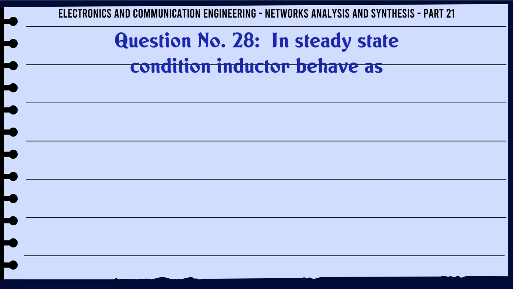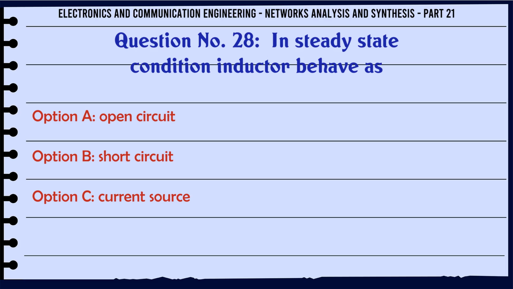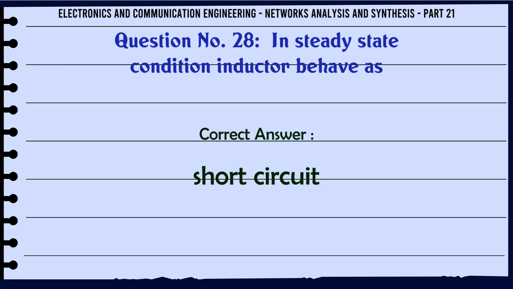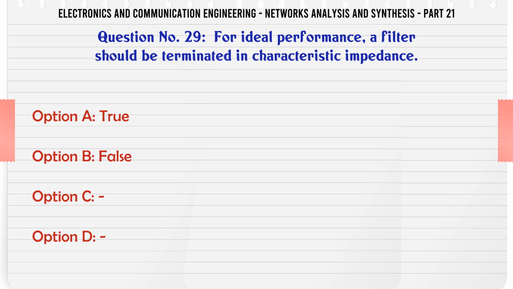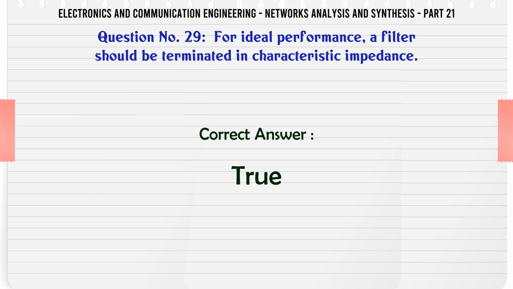In steady state condition, an inductor behaves as: A. Open circuit, B. Short circuit, C. Current source, D. Voltage source. The correct answer is short circuit. For ideal performance, a filter should be terminated in its characteristic impedance. A. True, B. False. The correct answer is true.